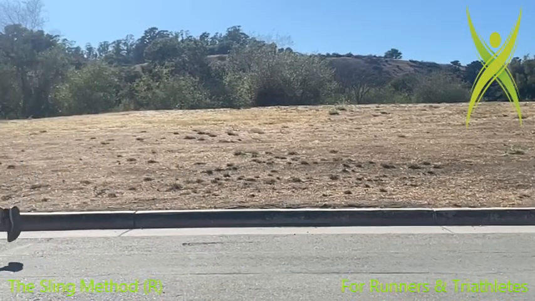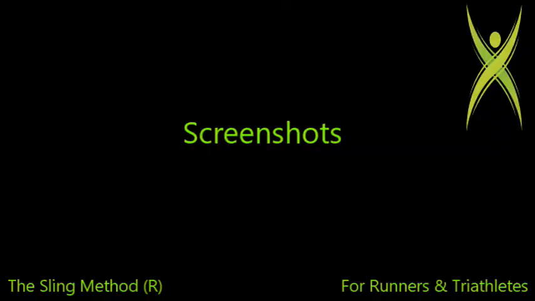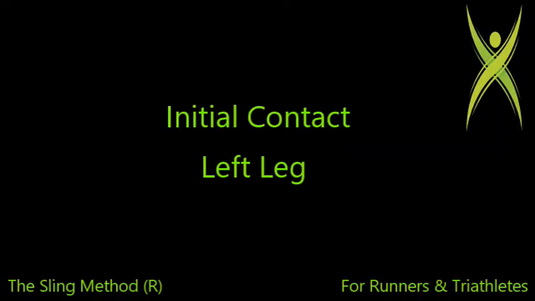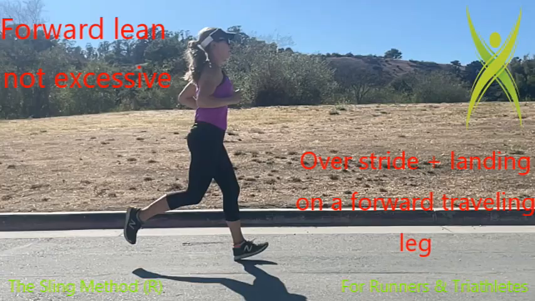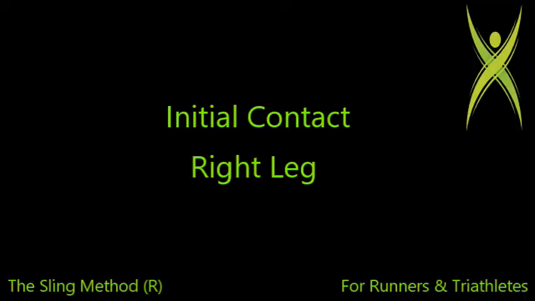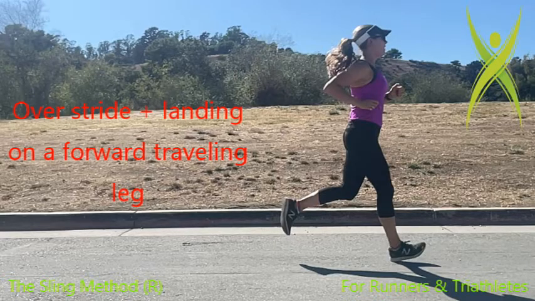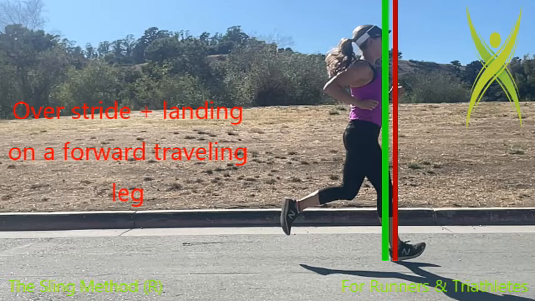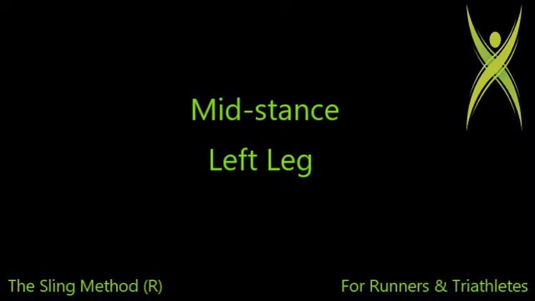Now we go to the screenshots here and we start things off with the initial contact. Now we always do the left leg first, and we can see here we've got a slight overstride landing on a forward traveling leg, and the forward lean is not really excessive, although we will look at that at the mid stance as well. Initial contact on the right leg, again slight overstride there. We can see the heel slightly in front of the knee there, represented with the red and the green lines, and we're also landing on a forward traveling leg as well.